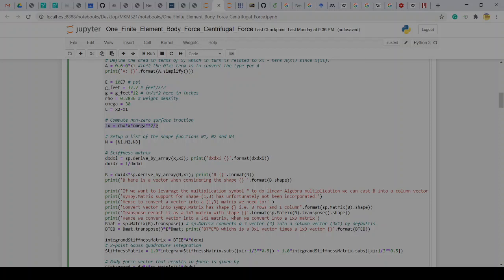What is this body force? Why is this here? What does it say? Traction.